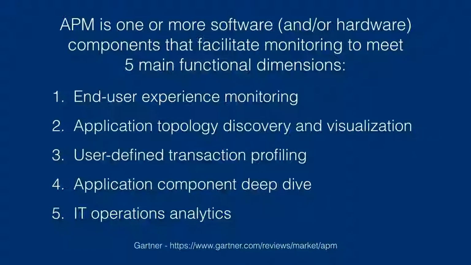To get a little bit more granular, here's a definition of APM according to Gartner, which is a technology research firm. They identify 5 main functional dimensions for the components of APM software and or hardware. The first being end user experience monitoring. APM strives to capture user-based data to gauge how well the application is performing and identify potential performance problems.